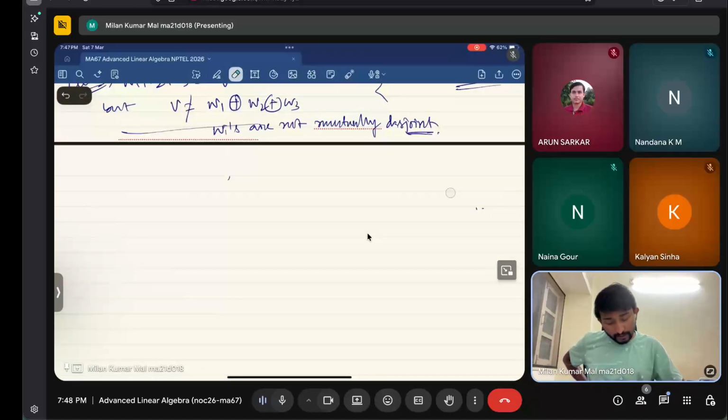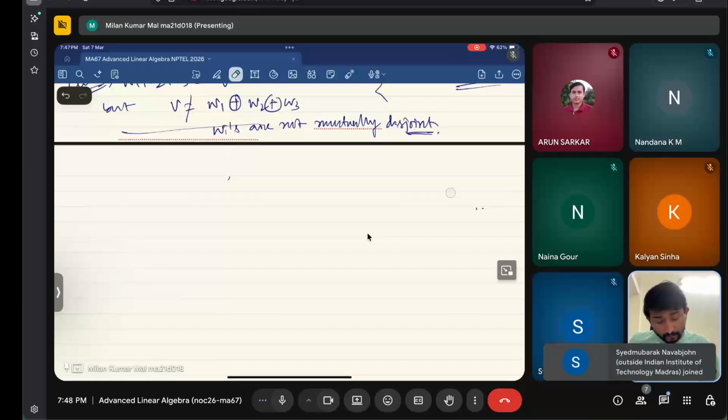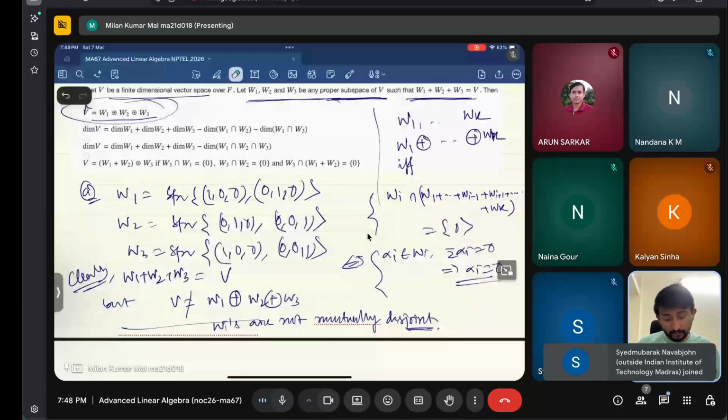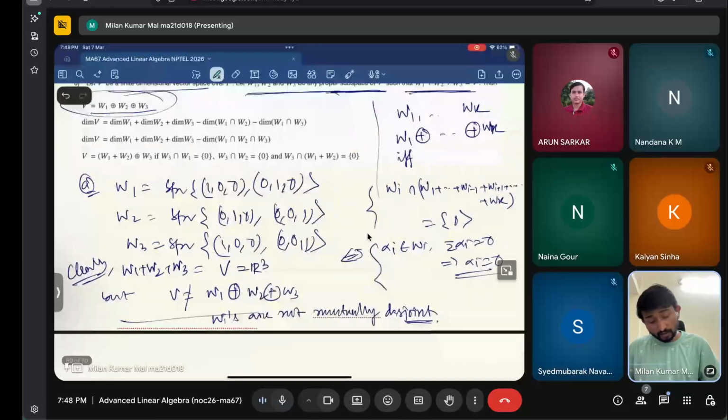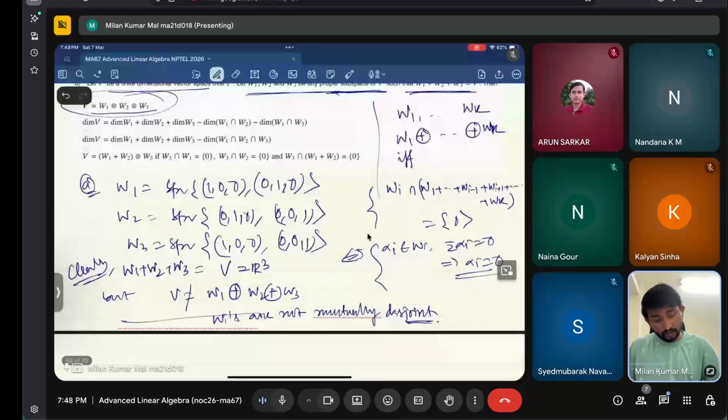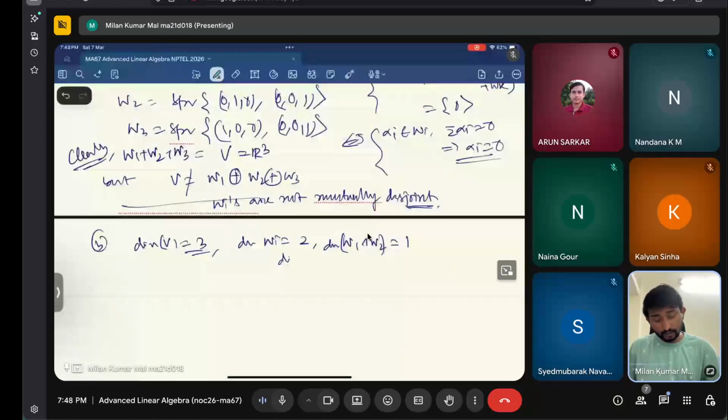From here we can say that in this case the vector space V is equal to R3. So the dimension of V is equal to 3. In the above example, the dimension of each Wi is actually 2. W1 intersection W2 contains only the span of (0,1,0), so its dimension is 1. The dimension of W2 intersection W3 is equal to 1, and the dimension of W1 intersection W3 is again 1. There is no problem with this.